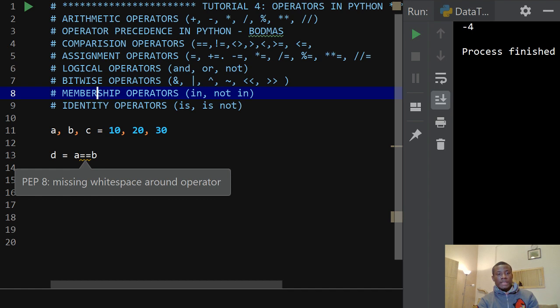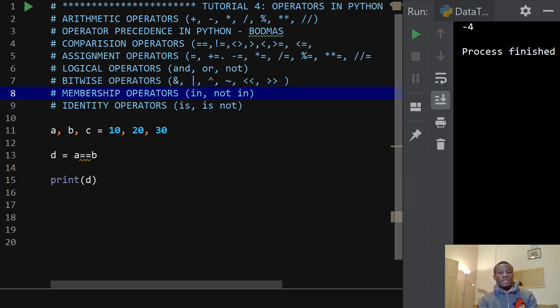Is A equal to B? Because we are trying to compare A and B. In this case, the answer is no, and it's going to print false. In the same way, we can say, is A not equal to B? The answer is true, so it's going to print out true.